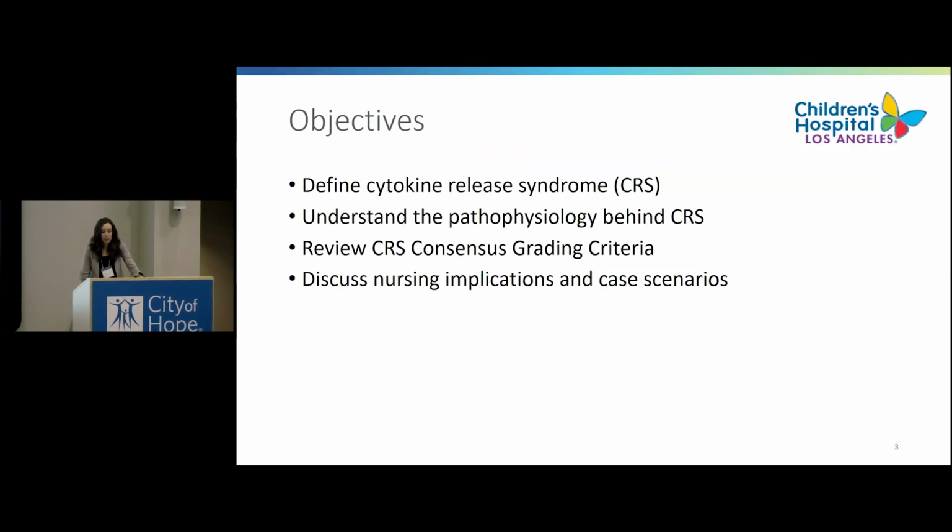Here's a list of objectives for this talk. First, we'll talk about just what is cytokine release syndrome and define that. We'll review the pathophysiology behind CRS and why this happens in our patients. We'll review the general CRS consensus grading criteria and what we use to grade it based on a specified scale. And then we'll go over some nursing implications. And if we have time, I have a couple of case scenarios, but we may table that as well.